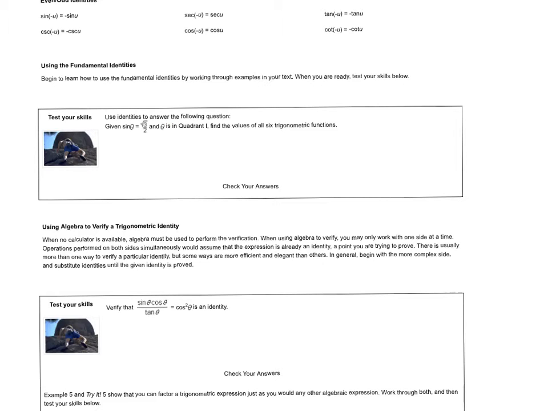Well, we know it's in quadrant 1, and honestly, let's talk about doing this without identities. I know that this triangle is right here in quadrant 1. I don't know what angle that is, but I know it's on the unit circle. That's 1, and that's root 3 over 2. And they're asking me to find all the other trig functions. So this is the x-coordinate.